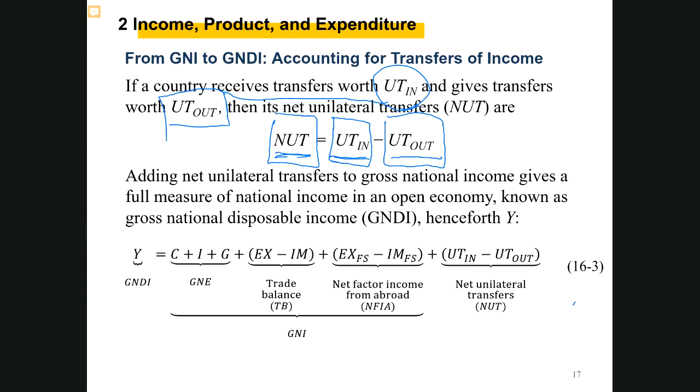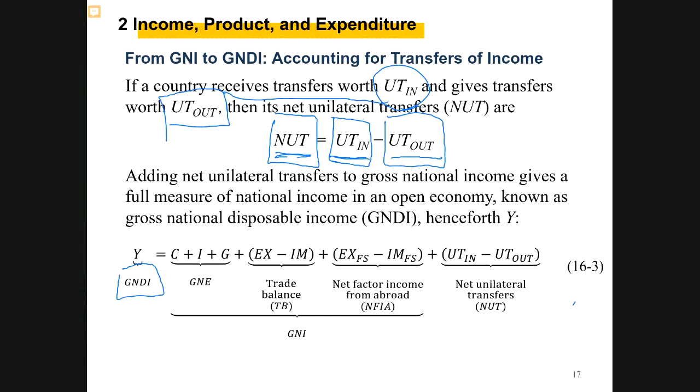Okay, so this unilateral transfer is not directly related to production, right? You didn't engage in any kind of production process. For example, it's not because you made something and sold it on the market that you get those transfers. It's simply because you move your money from inside the country to outside of the country, or you receive money from outside of your country. That's it.